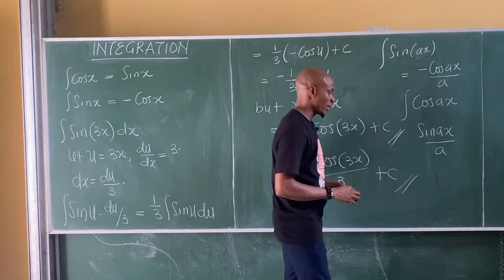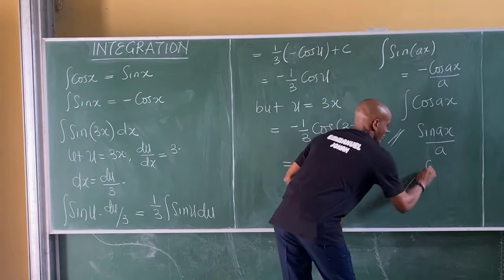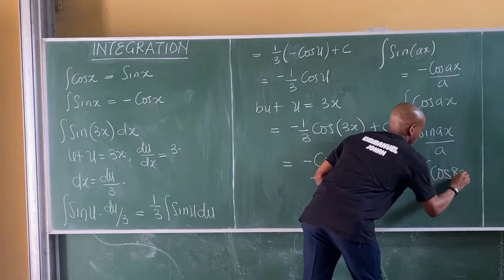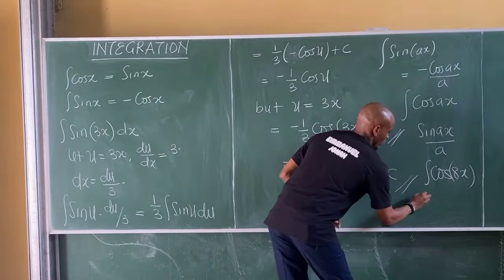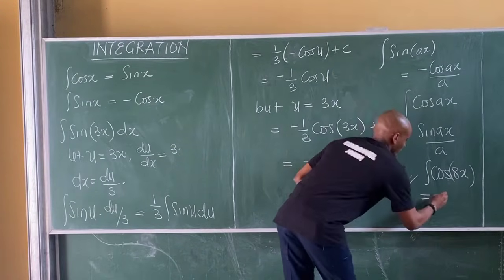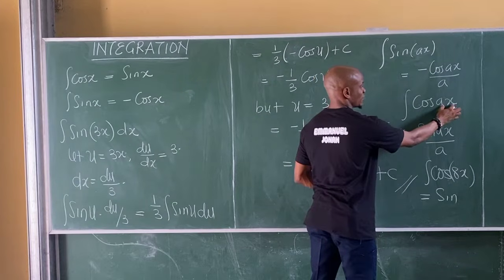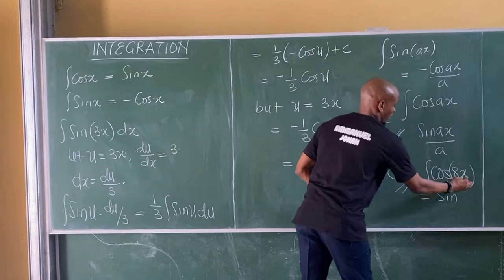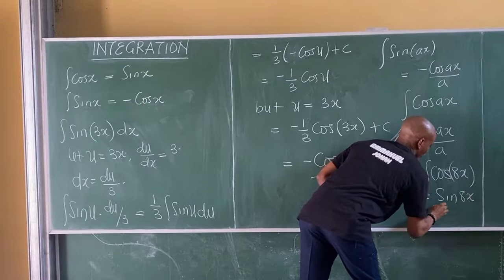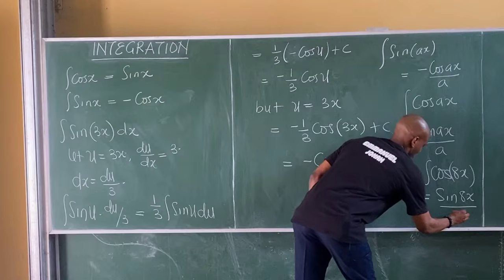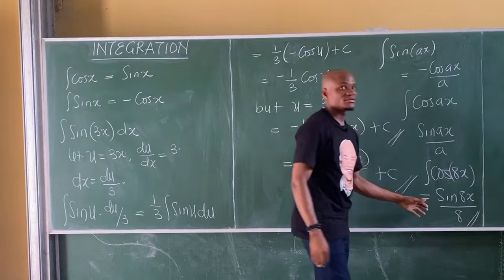So one quick example. If I integrate cos 8x, this will now be equal to sine. Alright, so it becomes integrate cos, get sine. Repeat the ax: what I have here is 8x all over 8, since differentiating 8x gives you 8. So I have this as my answer.